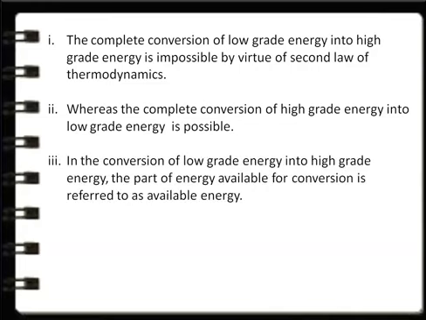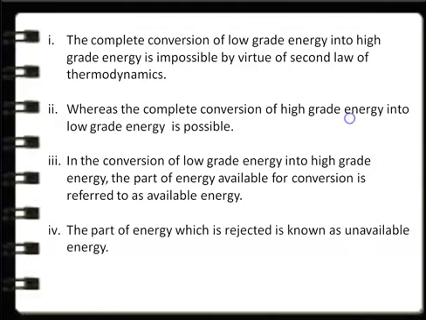In the conversion of low grade energy into high grade energy, the part of the energy available for conversion is referred to as available energy. The remaining portion, the part of the energy which is rejected, is known as unavailable energy. So available energy is the portion of energy which is converted into useful form.